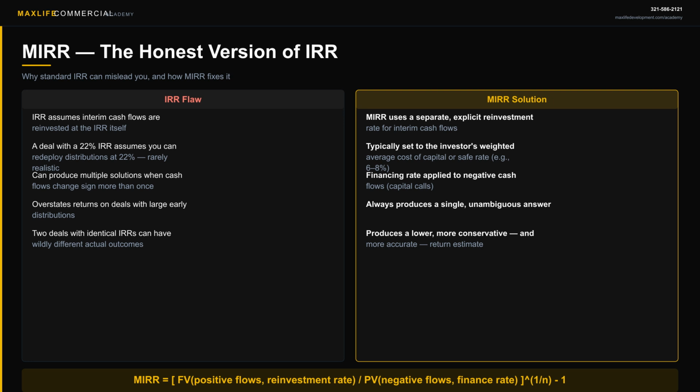IRR is the most widely quoted return metric in commercial real estate, but it carries a hidden flaw that can seriously mislead you, and the modified internal rate of return, MIRR, is how sophisticated investors correct for it. Here's the problem. Standard IRR makes a silent, unrealistic assumption.